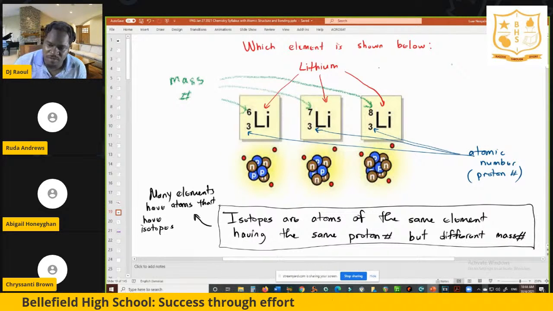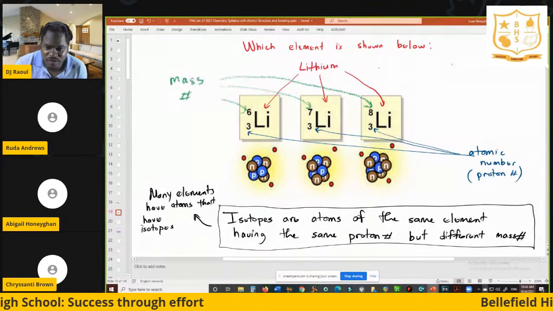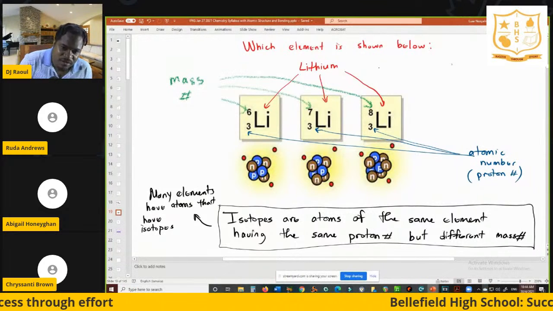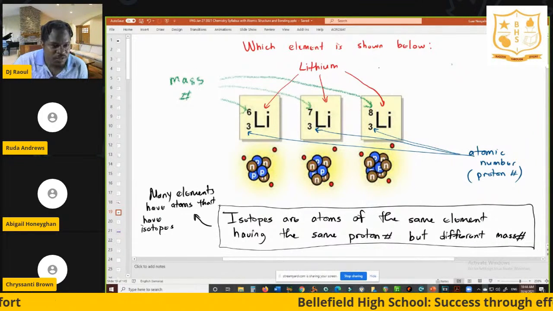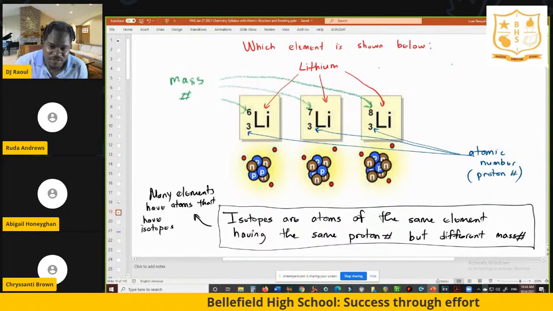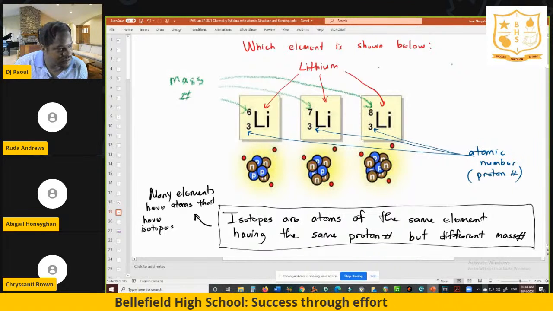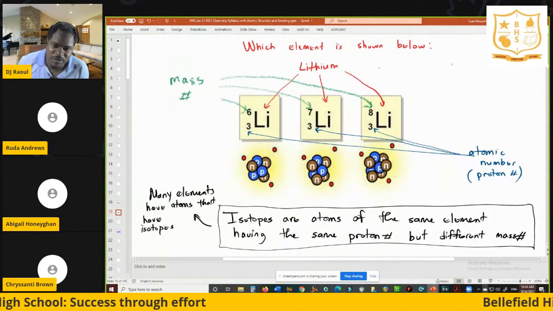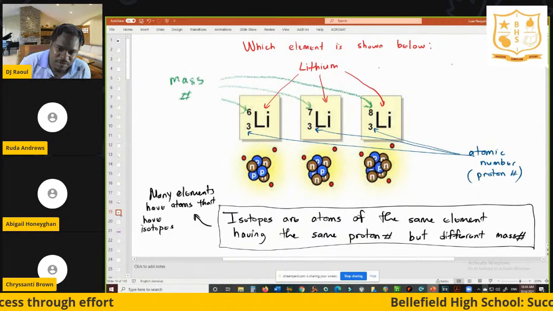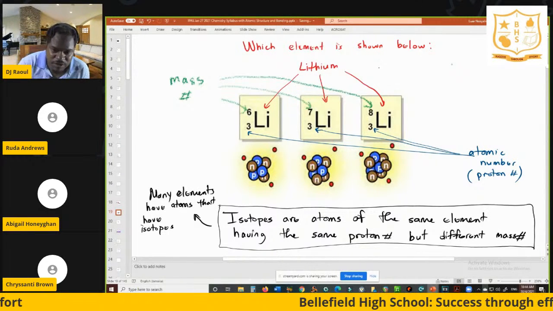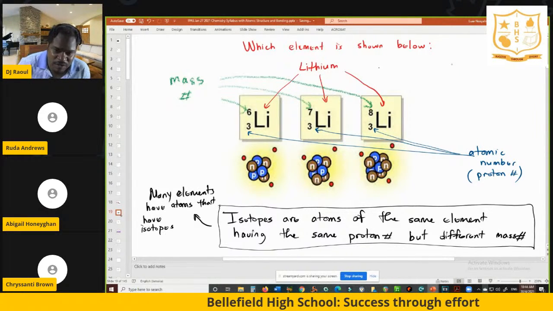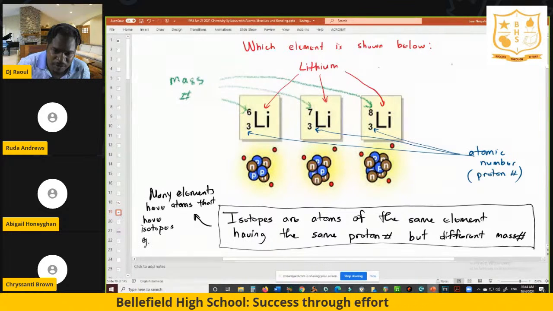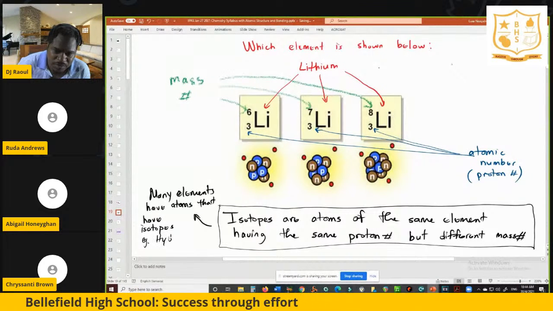So those persons can have less as well. I think there's a record for the person with the most number of teeth in the mouth. You can probably research that. But it's the same thing there with these elements here. You have some strange behavior of elements here. Many elements have atoms that have isotopes. So an example would be hydrogen.